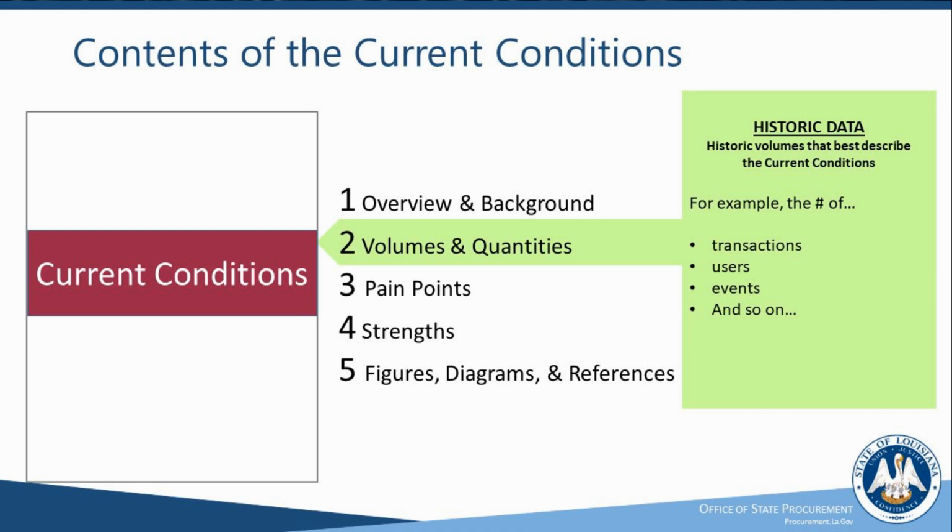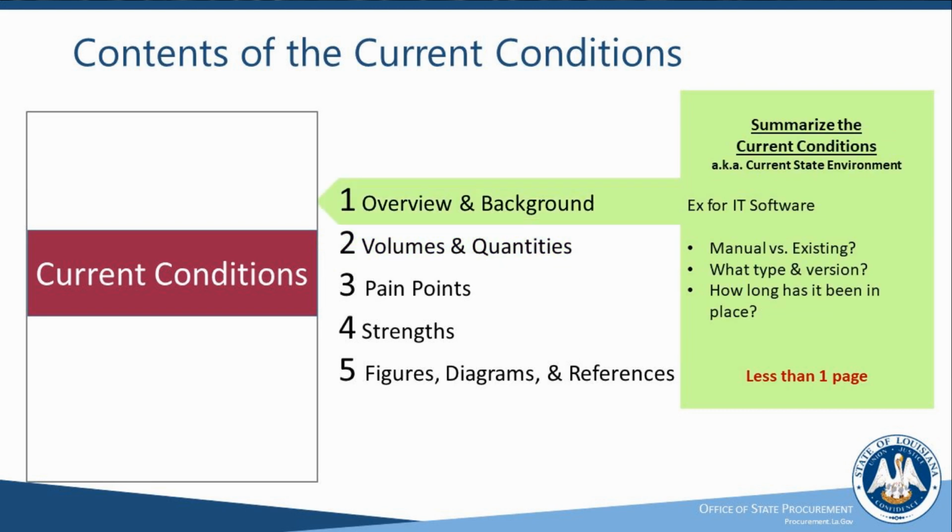Number 2, volumes and quantities. And of course, this is going to be historic information, historic data in nature. So not necessarily what we're trying to accomplish in the future, but it's context of what do we look like today. So those historic volumes could be, depending upon the project, different transactions, maybe number of users, number of different events, scopes, facilities, so on. What are the 3 to 5 key numbers that describe what we look like today? That's going to be key. Now, this should fit on the very first page with the overview and background. So it doesn't have to be long.